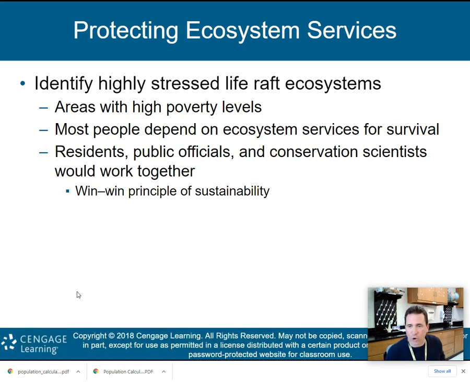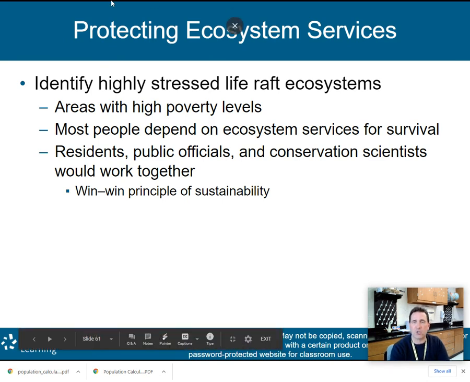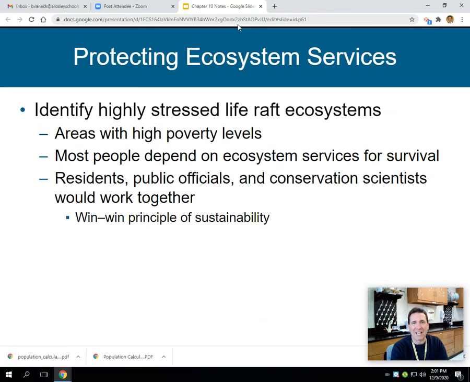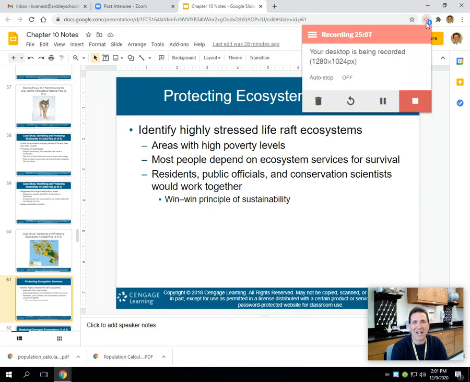There's about 30 slides left, so we will move on. We'll talk more about protecting ecosystem services in the next part, and we'll also talk about building sustainable cities and how we can do that. But that's also coming up in part 3, so I will see you then.